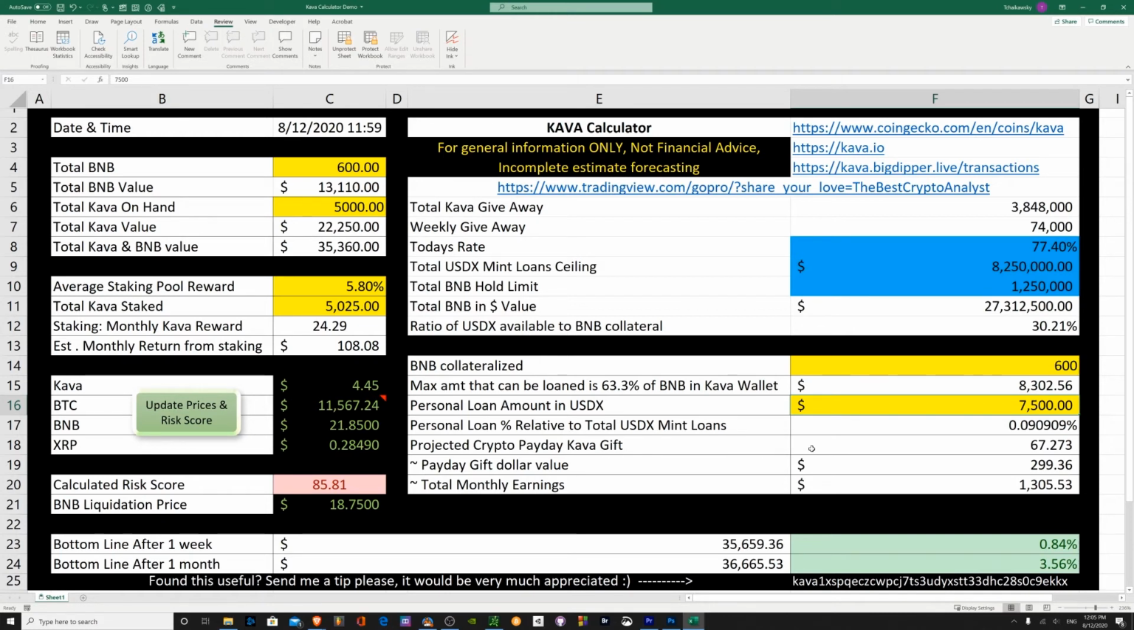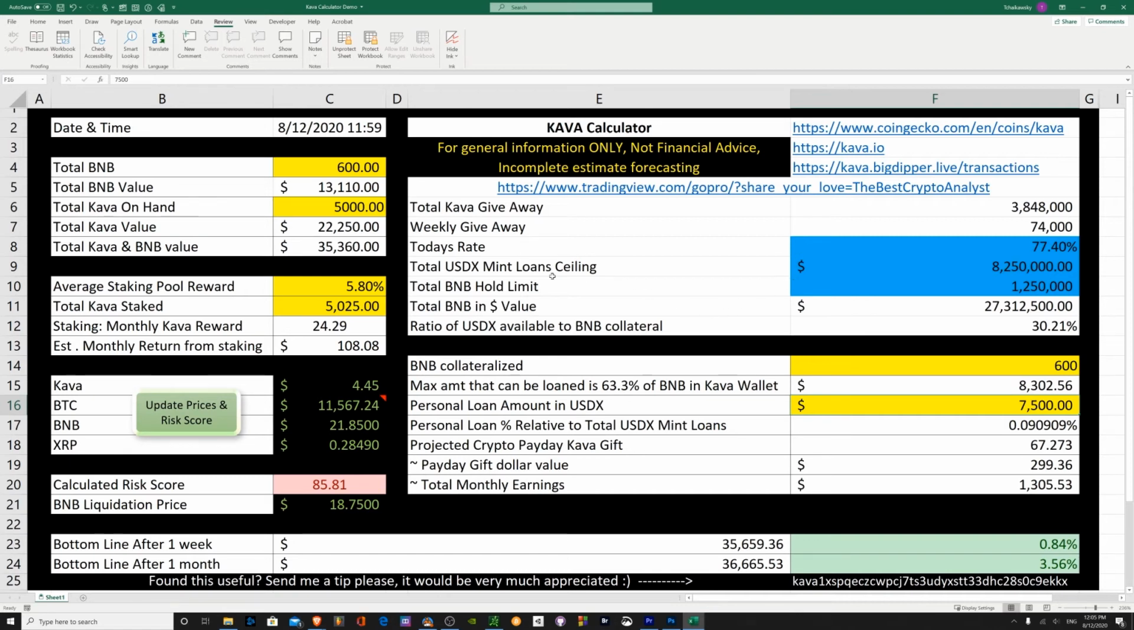So that Kava that they're gifting you is worth $299. So each week, you're going to get $299 from them for taking out this loan. That sounds kind of crazy. Why are they giving away money for you to take out a loan from them? One, they do get some money by lending you the loan, which we saw is practically nothing at all.